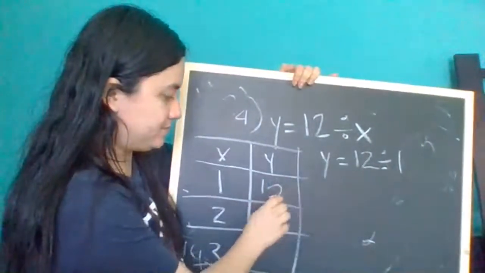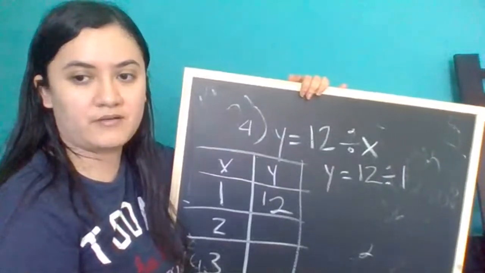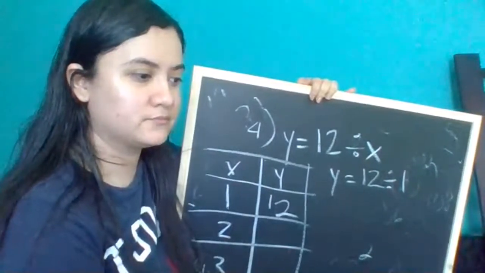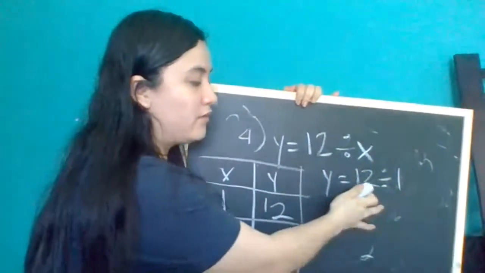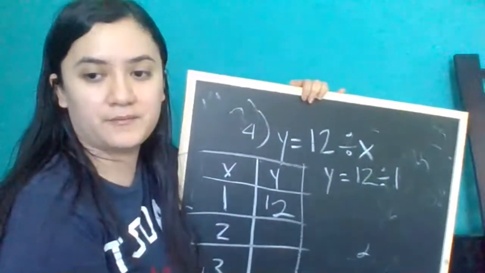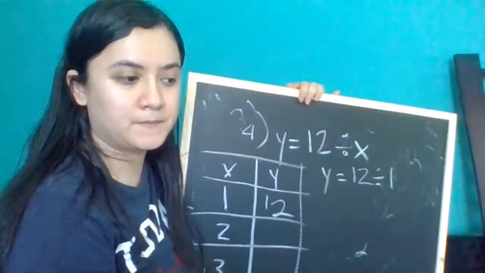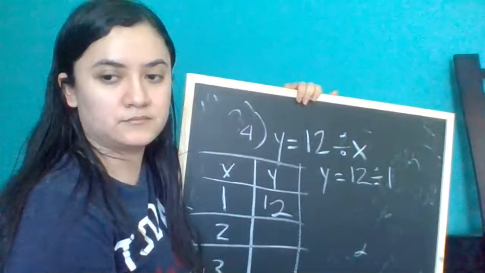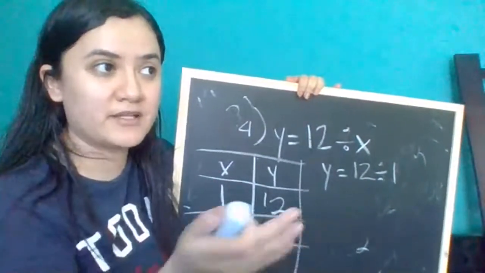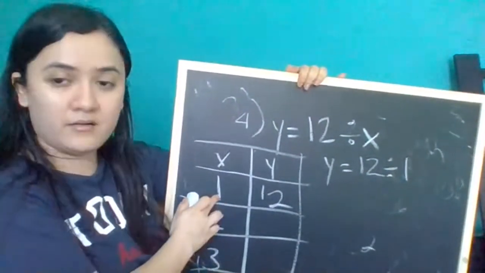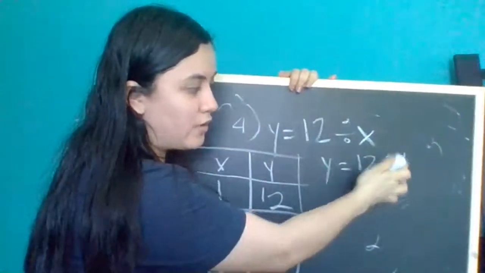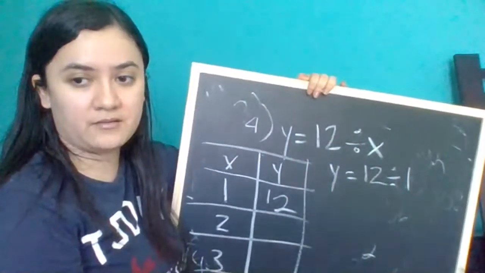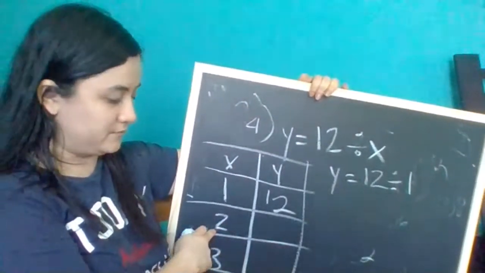Very good. No, Ruby, it's not equal to 1. 12 divided by 1 equals 12. Now 12 divided by 12 equals 1. If the 1 was a 12, then 12 divided by 12 is 1. But 12 divided by 1 is 12. Okay? Okay, now let's move to the other one.